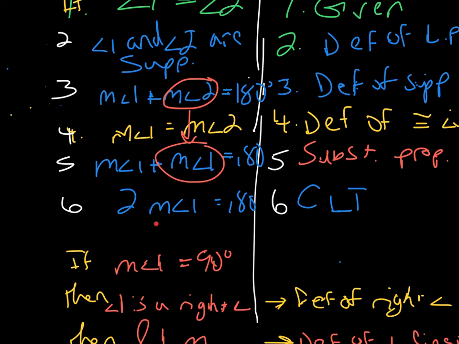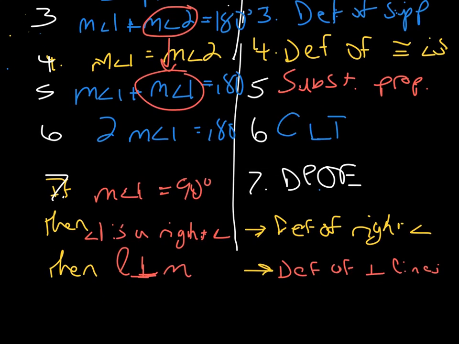Looks like I got rid of the 2 here, dividing there, and if I divide by 2, do I end up with 90? Indeed I do, so we could call this step 7, and call my reason division property of equality. And then we set up the rest of it for ourselves, so step 8 is if the measure of angle 1 equals 90 degrees, then angle 1 is a right angle. Definition of right angle. If angle 1 is a right angle, then my lines are perpendicular.